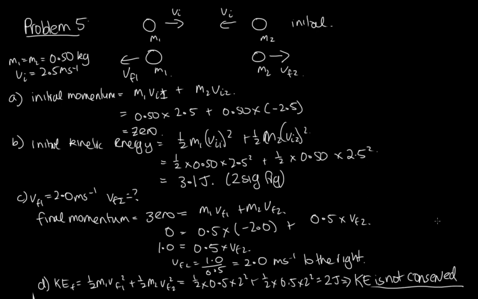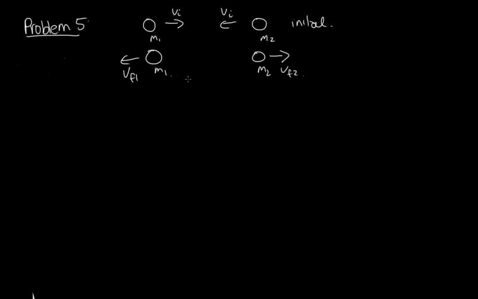Now let's clear some space to do the next half of this question. And so in the second half of this question, we have the same diagrams, but we've got different values. We're told that m2 is equal to 2m1, and m1 is 0.300 kilograms. So m2 is equal to 0.600 kilograms, m1 is equal to 0.300 kilograms, and the initial velocity is equal to 2.2 meters per second.